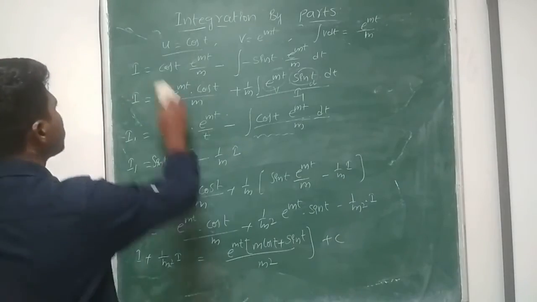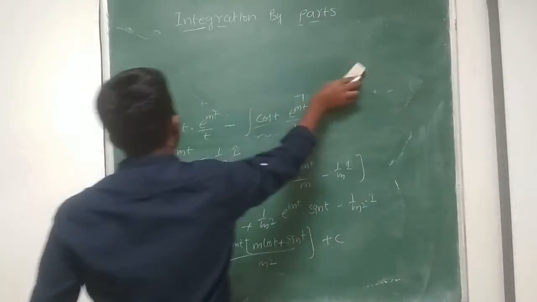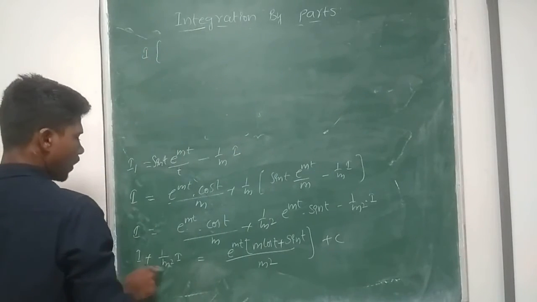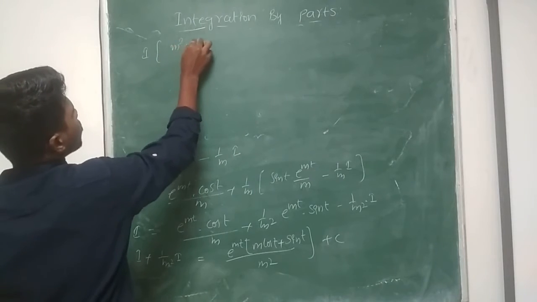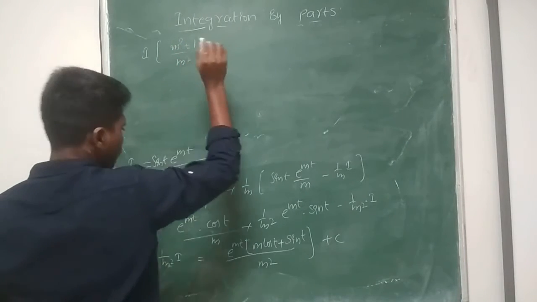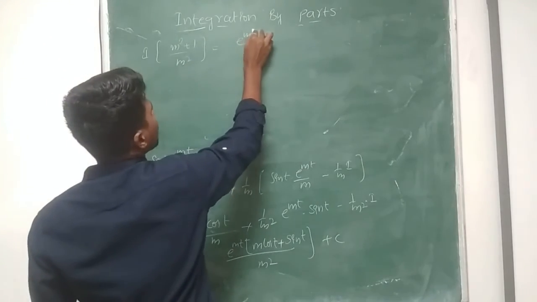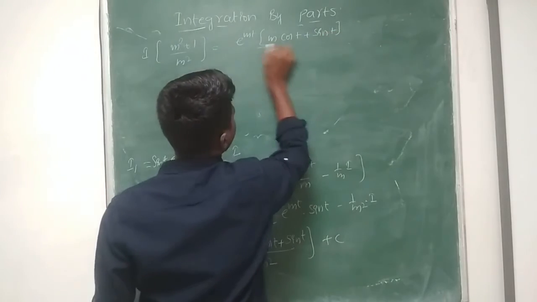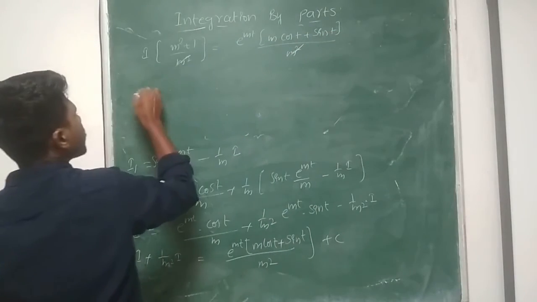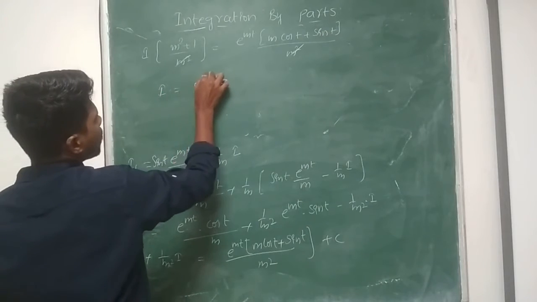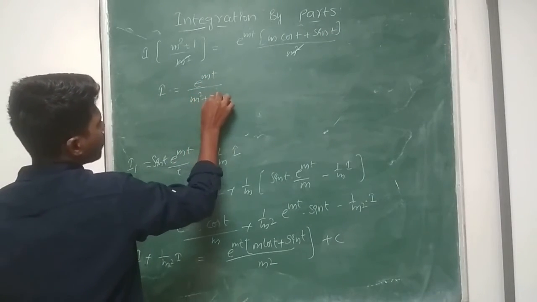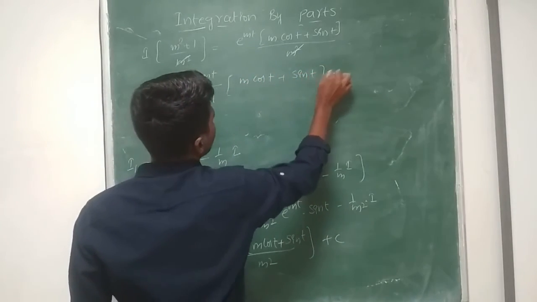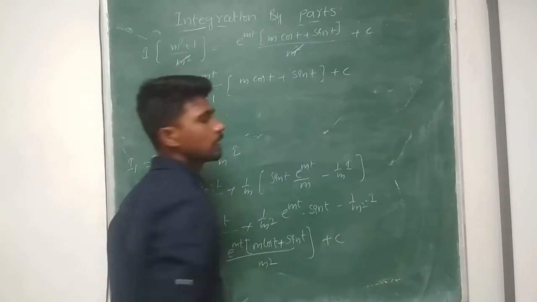So now I need I, to make simplification on the left side. So take I common, then 1 plus 1 by m square, which is nothing but m square plus 1 by m square, is equal to e power mt into m cos t plus sin t by m square. So m square cancels. Value of I is nothing but e power mt by m square plus 1 into m cos t plus sin t plus a constant c.